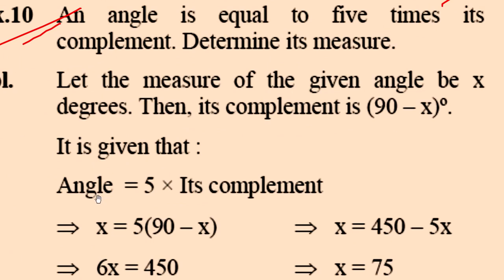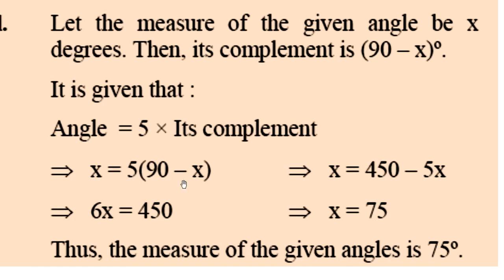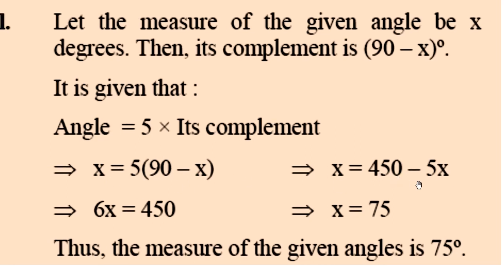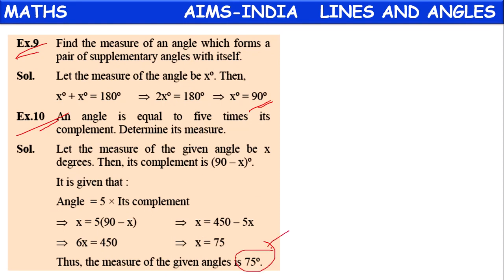It is given that the angle equals 5 times its complement. So angle x equals 5 times its complement, which is 90 minus x. So x equals 5 into 90, 450, minus 5 into x, 5x. 5x will come this side. 5x plus x, 6x equals 450. x equals 450 by 6, which is equal to 75. So the angle is 75.